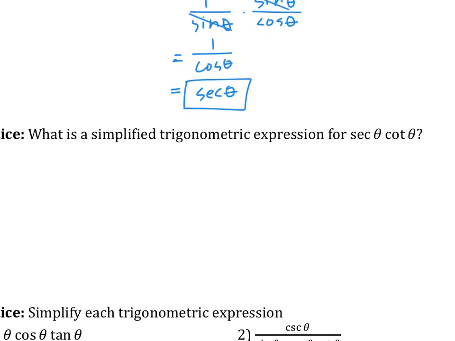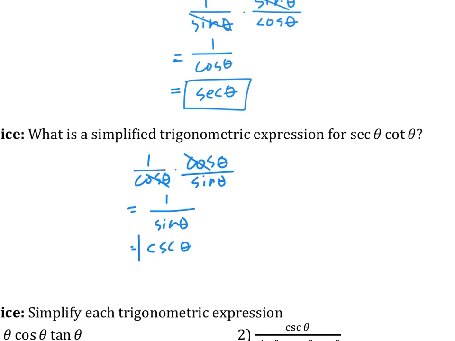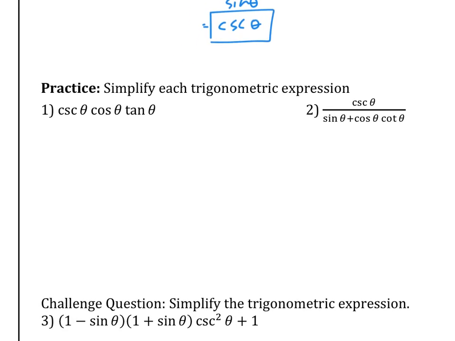All right, so let's go ahead and have you try secant times cotangent. Okay, the answer is cosecant. All right, so these kind of are in the same direction. So let's have you pause the video, try these, come back and check your answer.